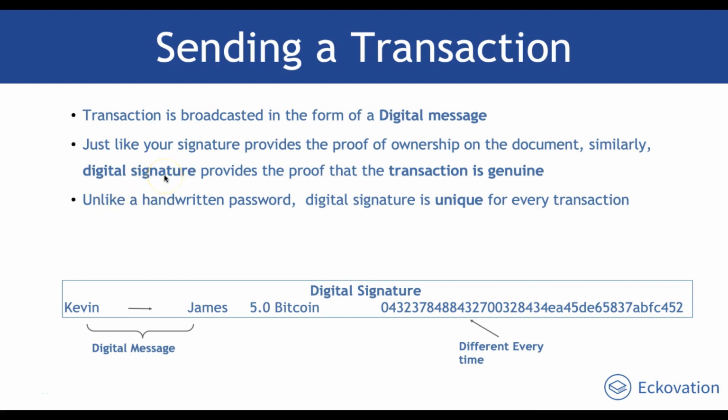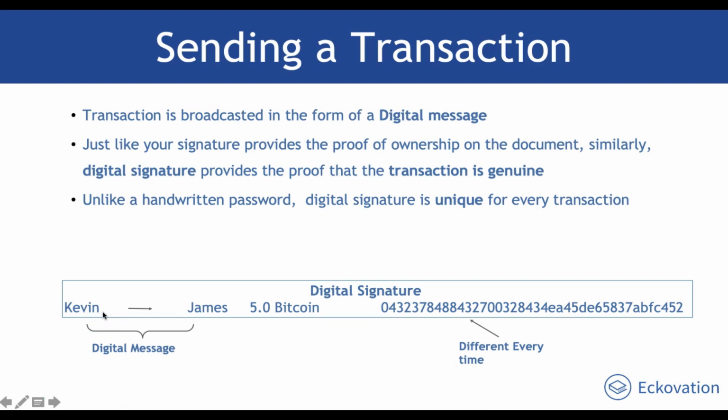This is a transaction which exactly happens in Bitcoin. The transaction is broadcast in the form of a digital message. Just like your signature provides proof of ownership on a document, similarly a digital signature provides proof that the transaction is genuine. Unlike a handwritten signature, a digital signature is unique for every transaction. Handwritten signatures can be altered. It's very famous, especially in the Hindi serials we watch at home, where handwritten signatures are easily manipulated, but a digital signature cannot be manipulated.